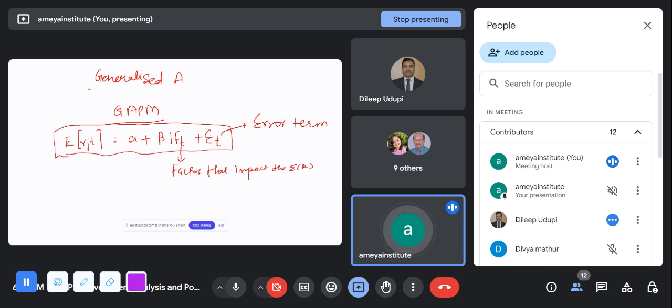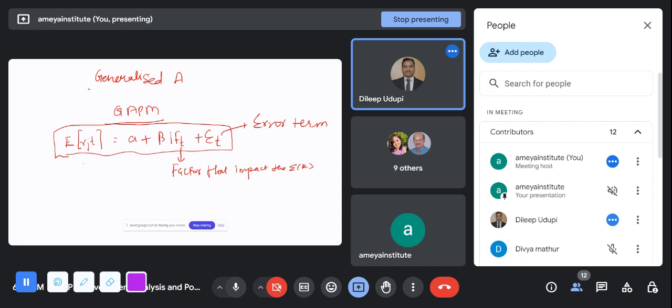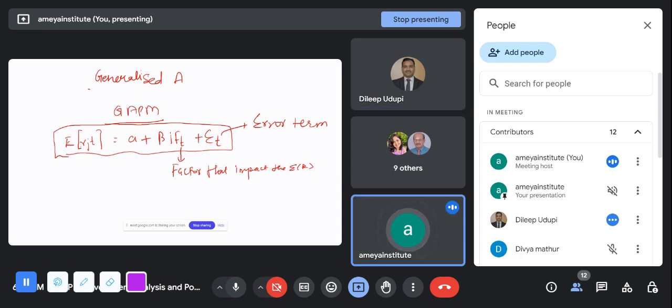Now, with this generalized asset pricing model, we will discuss a very important model, which is your CAPM model. Is it clear what we are trying to discuss here? So what we are trying to tell here is the general asset pricing model formula: the expected return of a stock at time t is alpha plus beta j times a factor plus epsilon t.